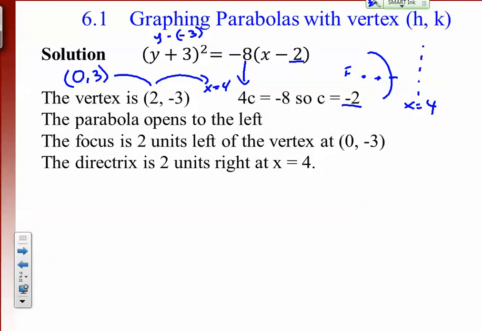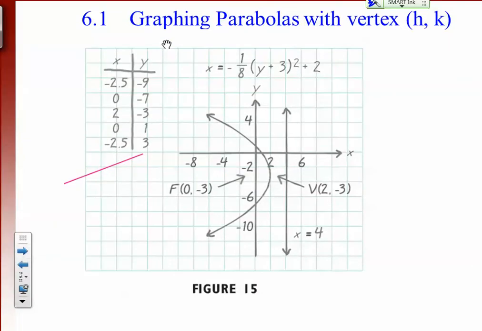Did I put the focus on there? Oh yeah, the focus is right here at 0, negative 3. Okay, so the graph is going to look like this. When we graph it, we're going to start out at 2, negative 3, there's the vertex. The focus is over here at 0, negative 3, and we can graph some points.